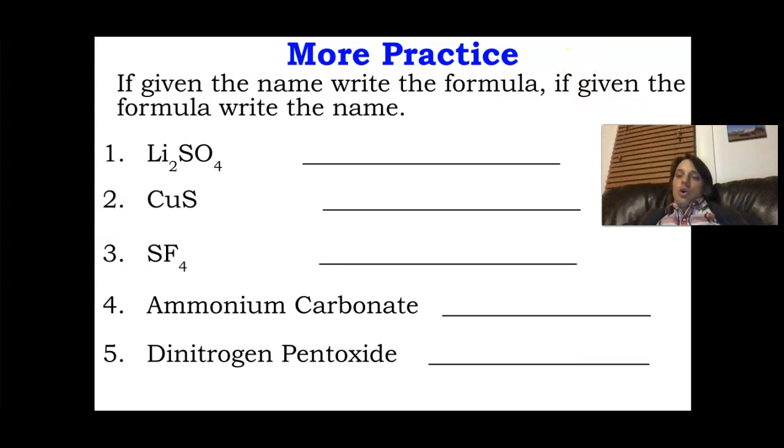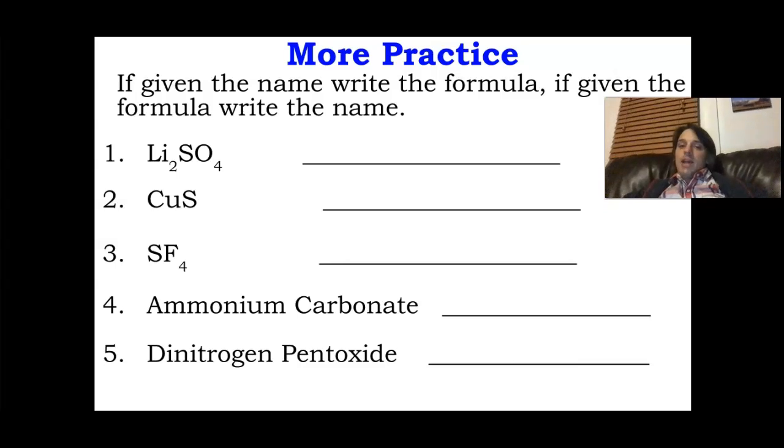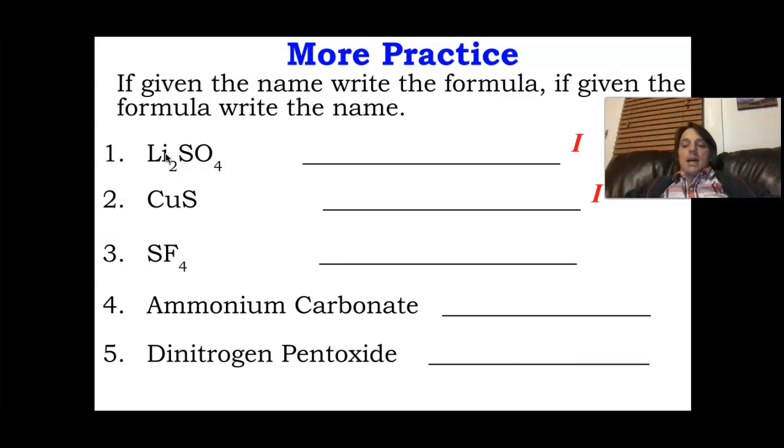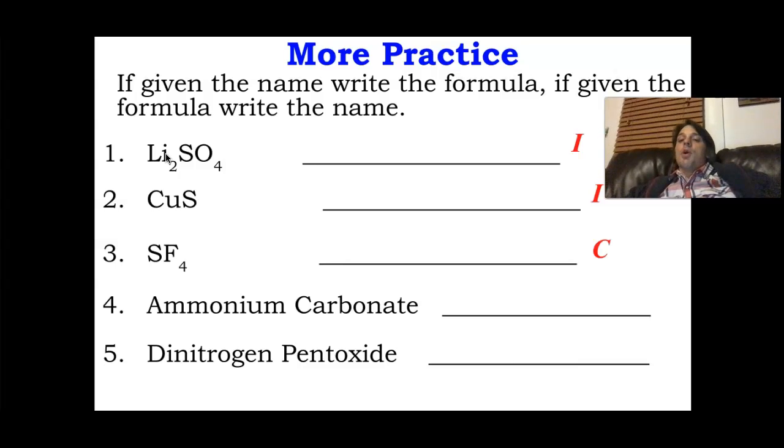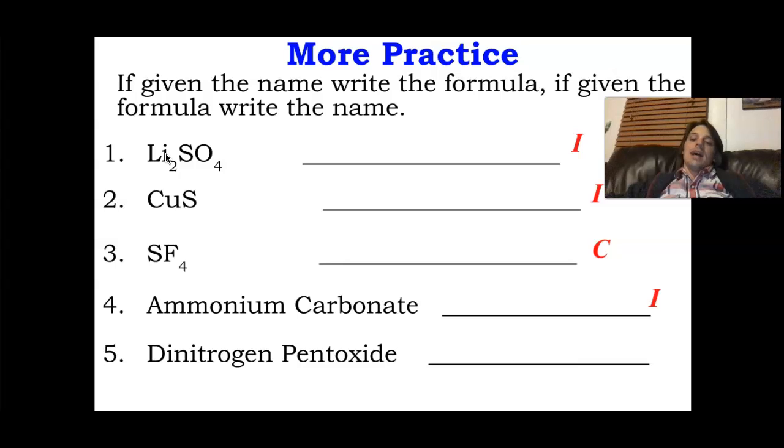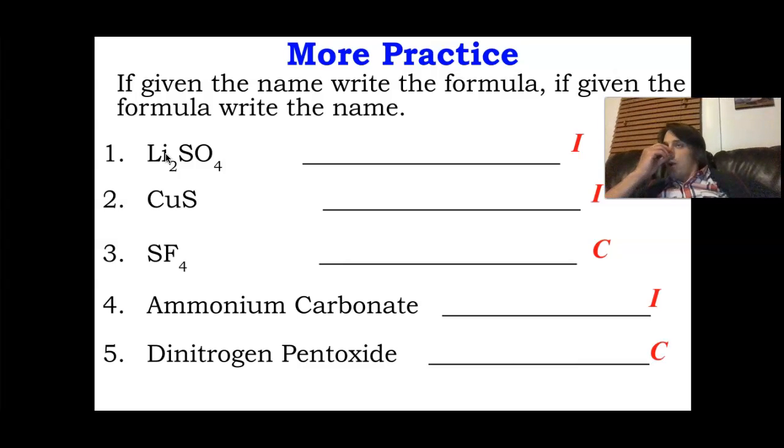All right. So hopefully the first step you're doing always is identifying ionic or covalent. Okay, lithium is a metal, ionic. Copper is a metal, ionic. Sulfur is a nonmetal, fluorine is a nonmetal, covalent. Ammonium carbonate, ammonium is a polyatomic ion, therefore it's ionic. Dinitrogen pentoxide, covalent. Again, giveaway there is the prefixes. Okay? All right, so let's start with number 1.